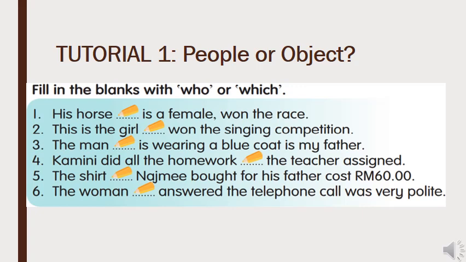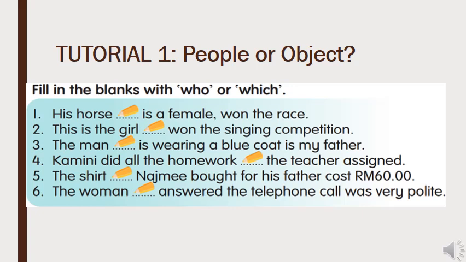Number 5. The shirt Najmi bought for his father cost 60 ringgit Malaysia. The subject in this sentence is the shirt. So, which relative pronoun should be used? Who or which? Is shirt a person or an object? Yes, shirt is an object. So, the relative pronoun to be used is which. So, the answer is: the shirt which Najmi bought for his father cost 60 ringgit Malaysia.